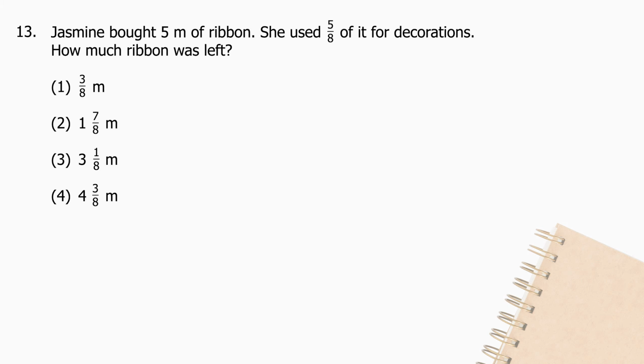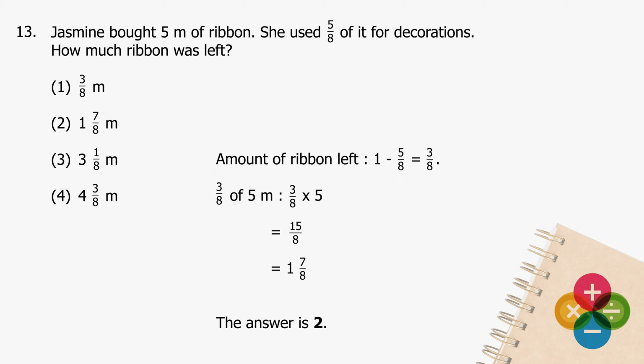Question 13. Jasmine bought 5 meters of ribbon. She used 5/8 of it for decorations. How much ribbon was left? The amount of ribbon left will be, subtract 5/8 from 1, and the difference is 3/8. 3/8 of 5 meters of ribbon will be, multiply 3/8 by 5, and the product is 15/8. Convert 15/8 to mixed number will be 1 and 7/8. The answer is 2.